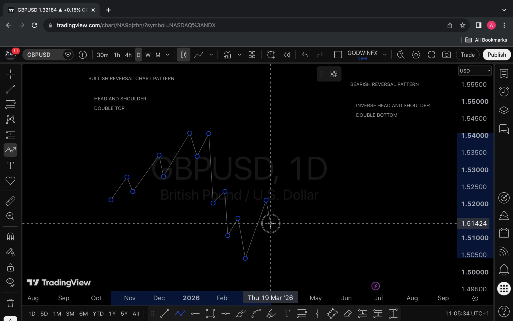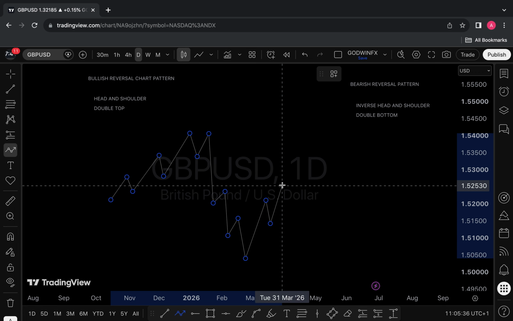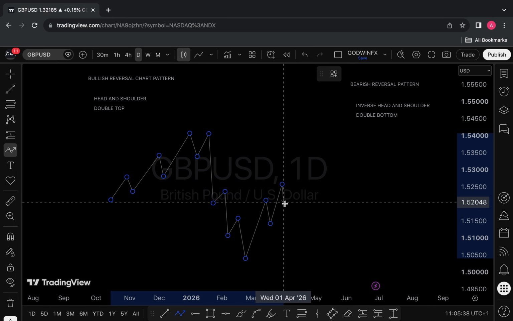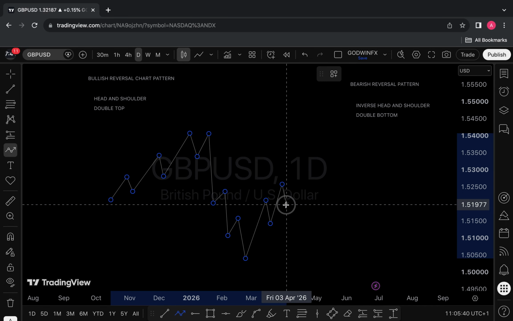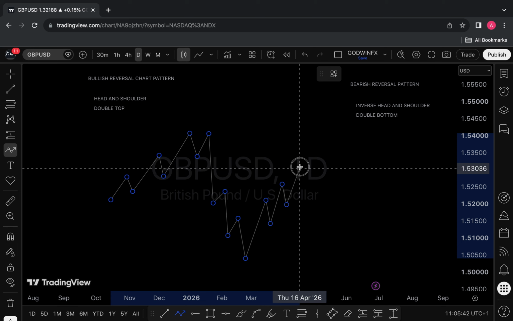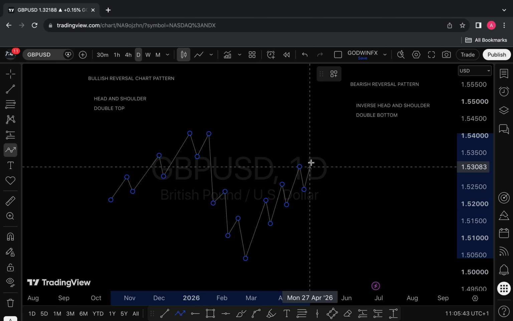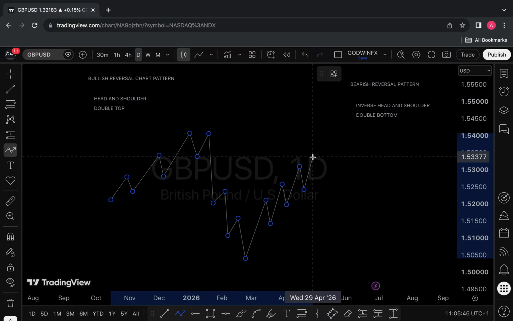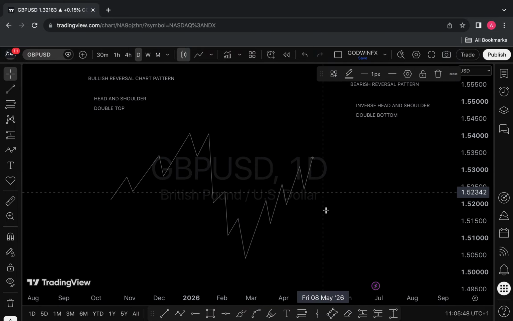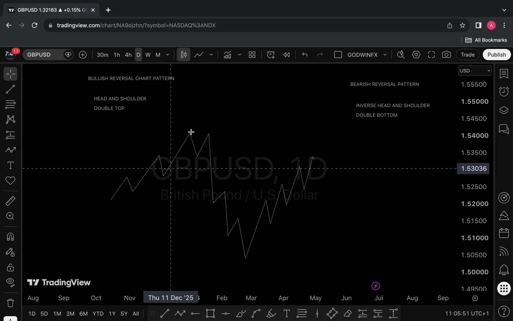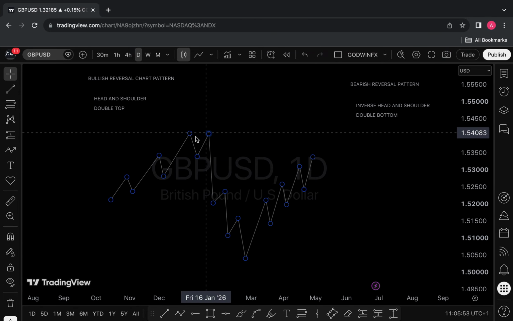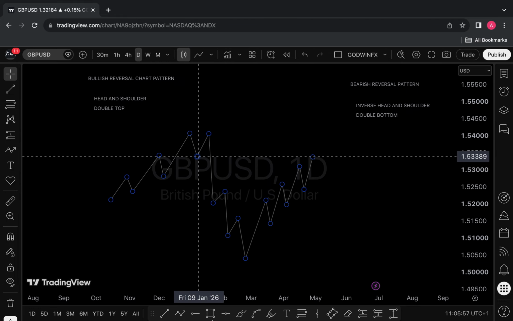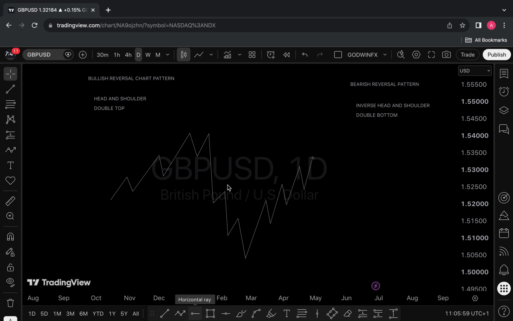So let's now say when you open your chart and you want to analyze, you want to determine market direction. This is where you find price. Now, this is what I call double top. This is the first top, this is the second top, and this is the neckline. In that case, you want to mark out your neckline.